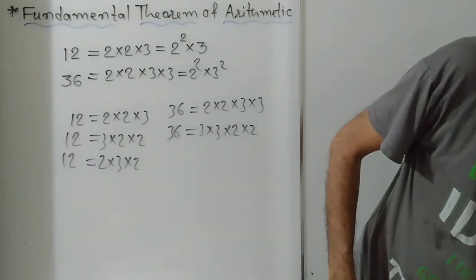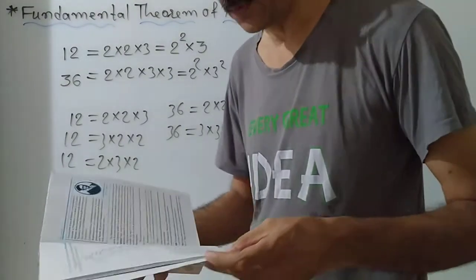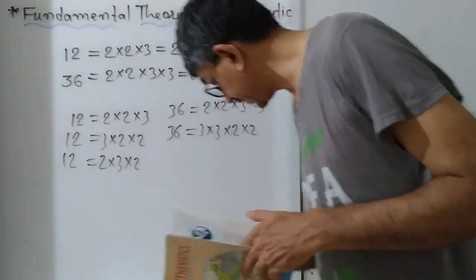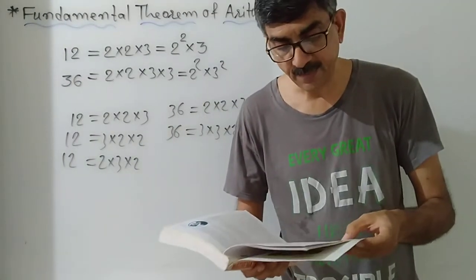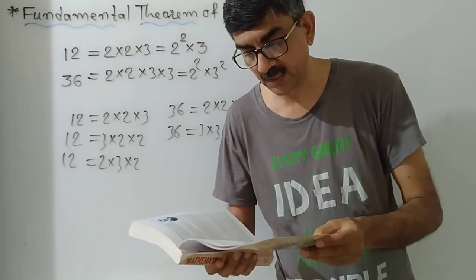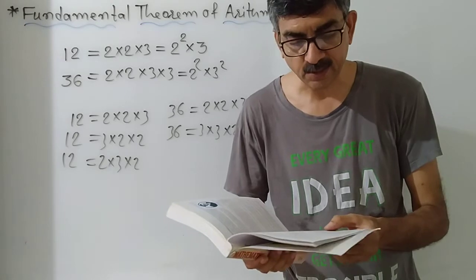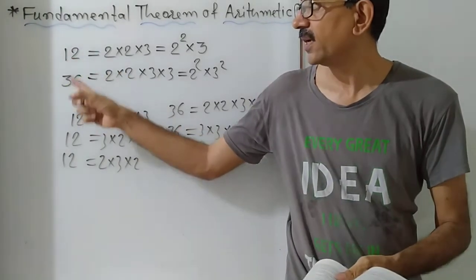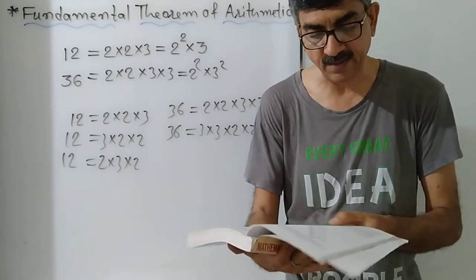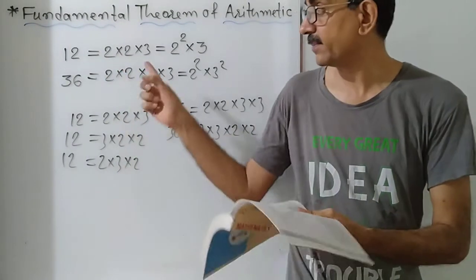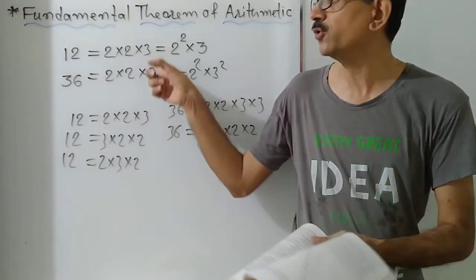I read from the textbook, page number 1.2. Let me read. Fundamental theorem: every composite number can be expressed or factorized as a product of primes, as a product of primes. And this factorization is unique.